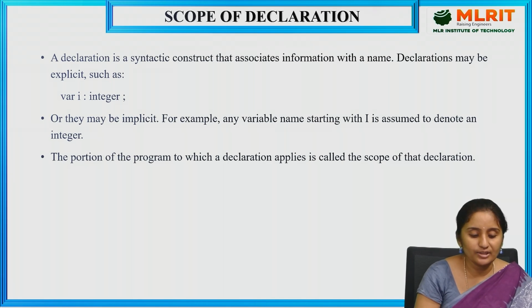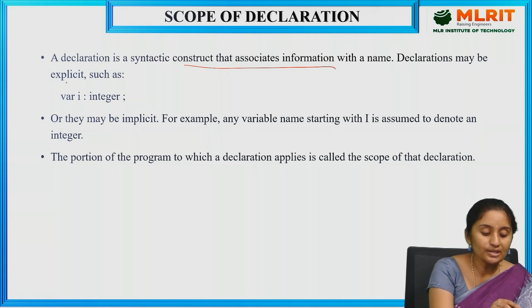Scope of a declaration. There are different types of declarations: implicit declarations, explicit declarations, and the scope of that declaration. A declaration is nothing but syntactic. We are going to say the declaration may be explicit.